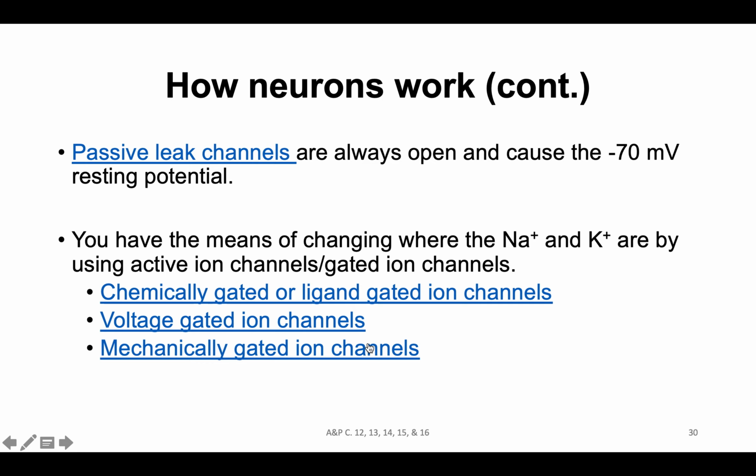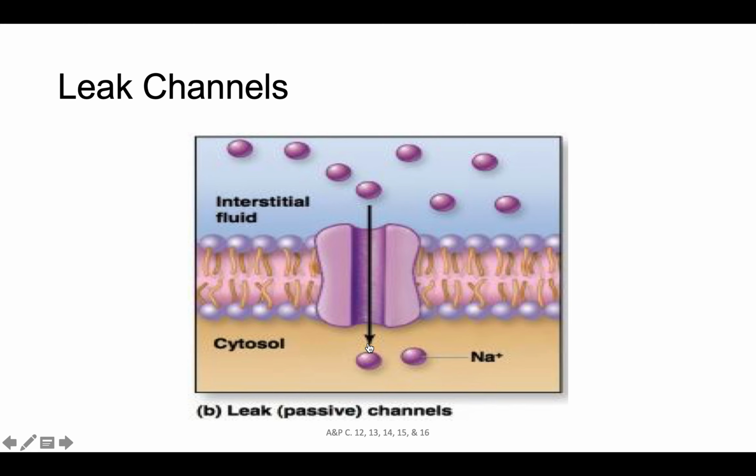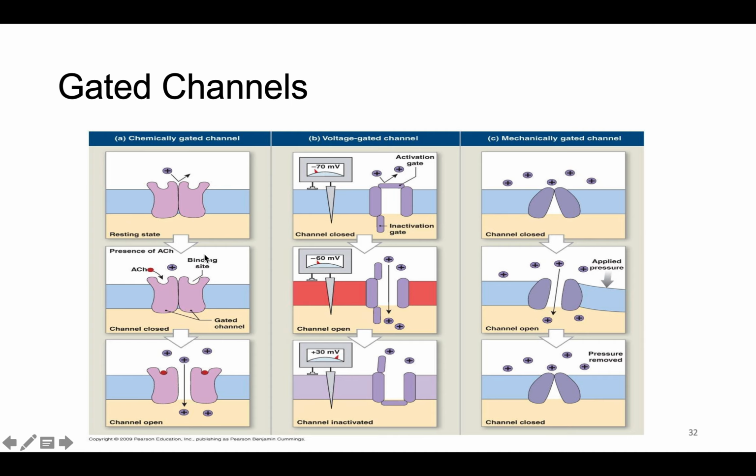There have to be channels that allow those ions to pass through because they're too large to fit through the cell membrane. And there's two types of channels. There's passive leak channels that are always open, and that's creating that negative 70 millivolt potential. And then in order to have a change in membrane potential, the sodium and potassium have to go in and out of the cell using gated ion channels, or sometimes they're called ligand gated channels. So here's a picture of a leak channel, always open, the ions can flow through. But with a gated channel, something has to activate it in order for it to open up and allow those ions to go in, and then eventually it'll close.